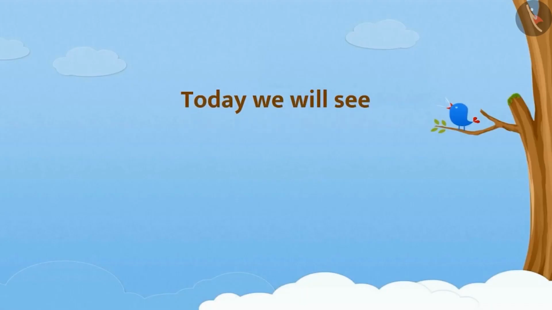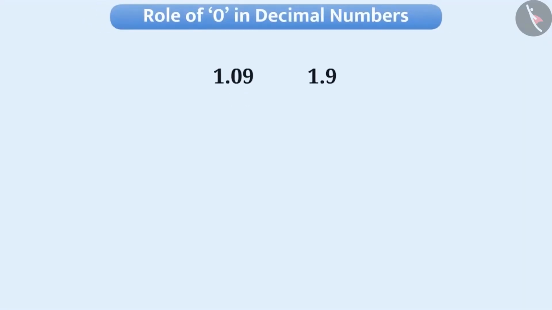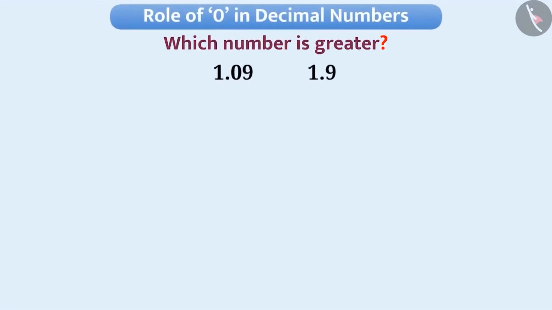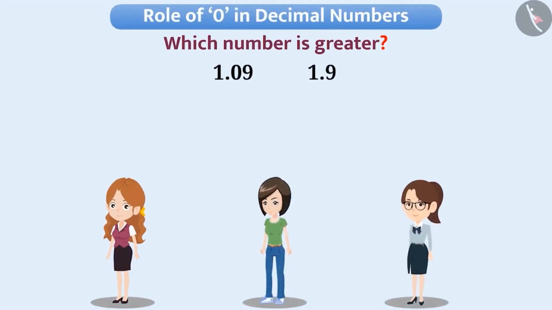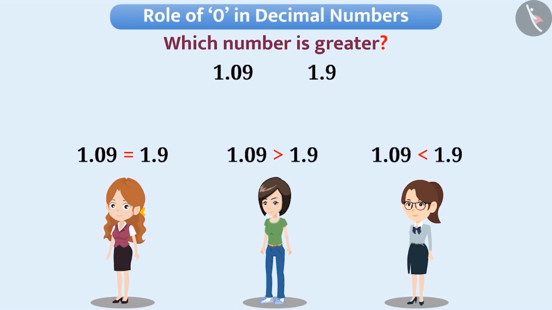Today, we will see the role of zero in decimal numbers. Let's start with an interesting question. Nisha, Meena, and Mitali were all well aware of decimal numbers. The teacher asked them to compare 1.09 and 1.9. Here, Nisha thought that both numbers are equal. Meena thought that 1.09 is greater than 1.9, and Mitali thought that 1.9 is greater than 1.09. Can you tell me who was correct? Think for a while.